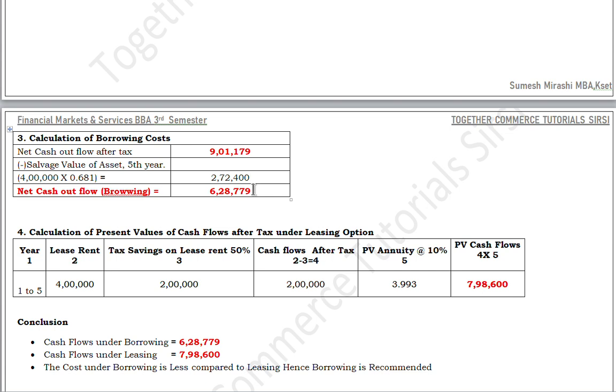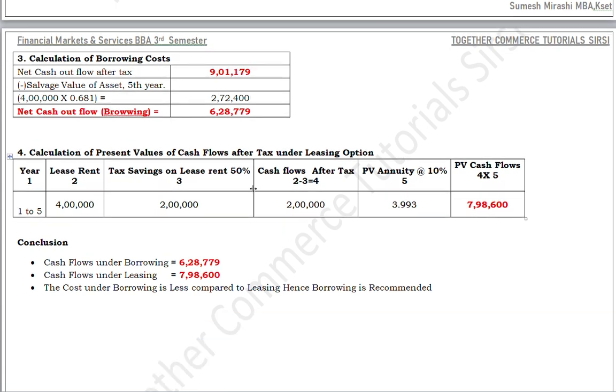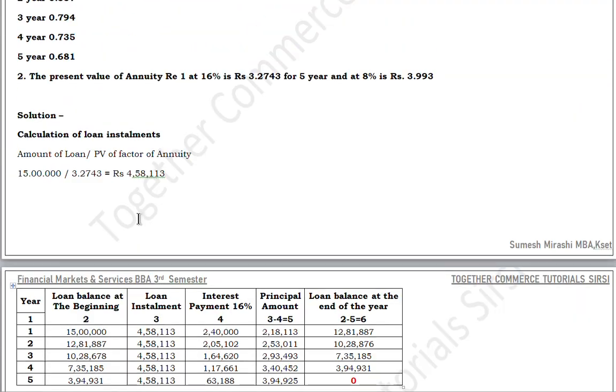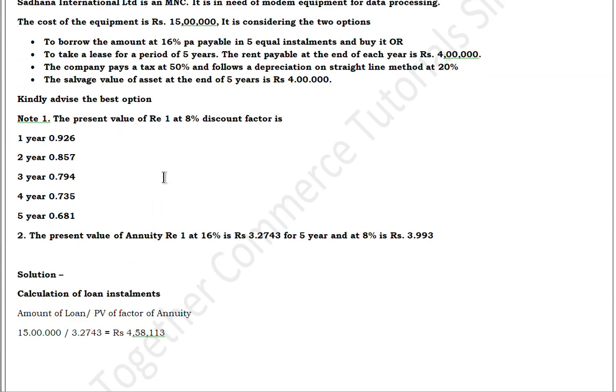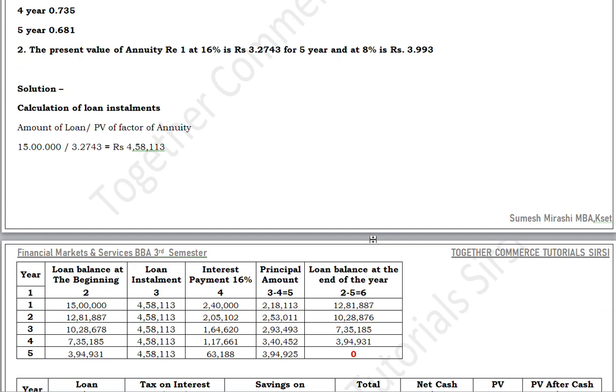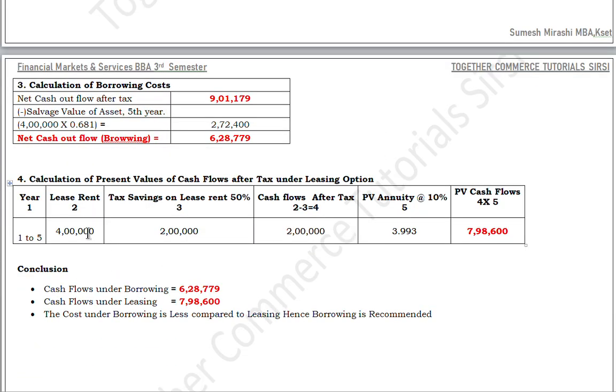The meaning of this is, if the person opts for buying the asset, then his total cost for the 5 years will be 6,28,779 rupees. The next step shows the cost of the same asset if he goes for the leasing option, year 1 to 5, because it's a 5-period contract. The lease rent per year is 4 lakh. I'll show it here. See, the rent payable is 4 lakh. This is the lease rent payable, so that is to be written here.